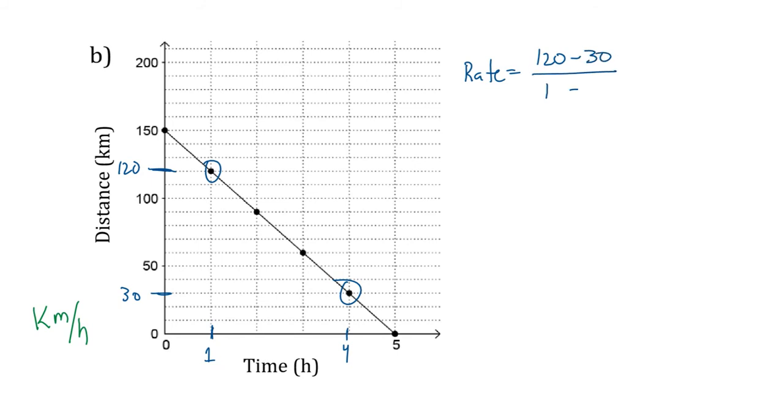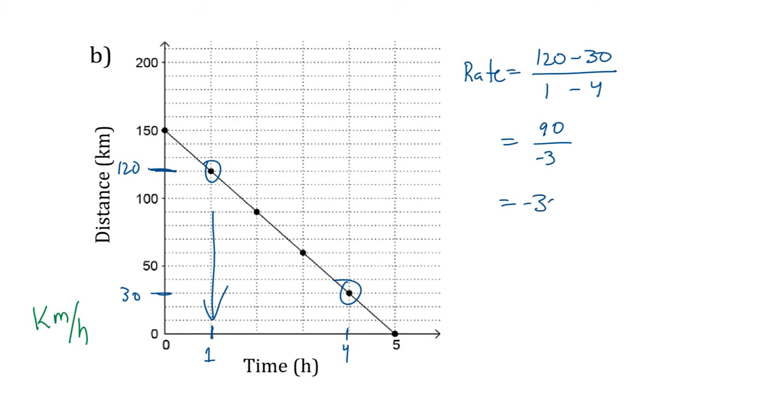Now, some people might have put 4 minus 1 on the bottom. Why did I put 1 minus 4? Because the 120 goes with the 1, so I have to start with both of those. Okay, 120 minus 30 is 90. 1 minus 4 is negative 3. 90 divided by negative 3, use your calculator, that works out to negative 30.